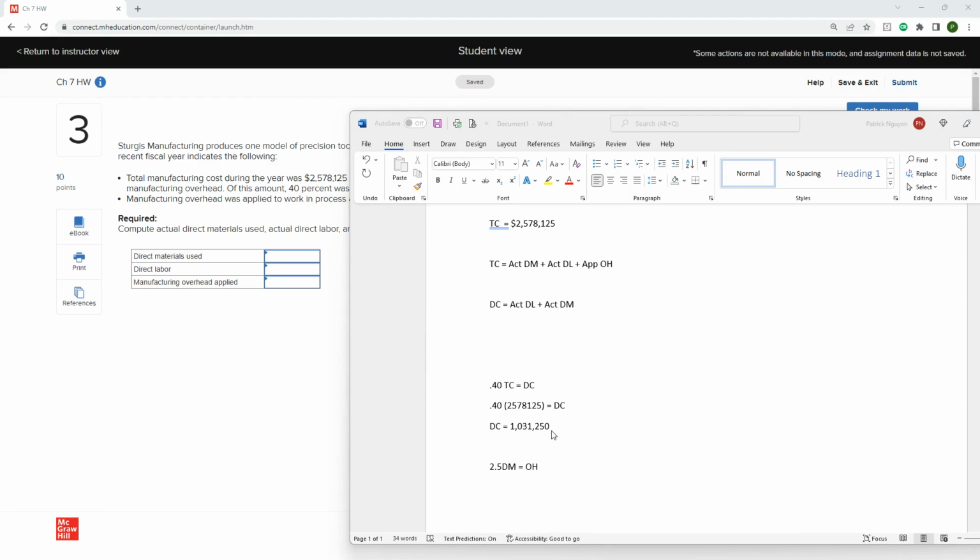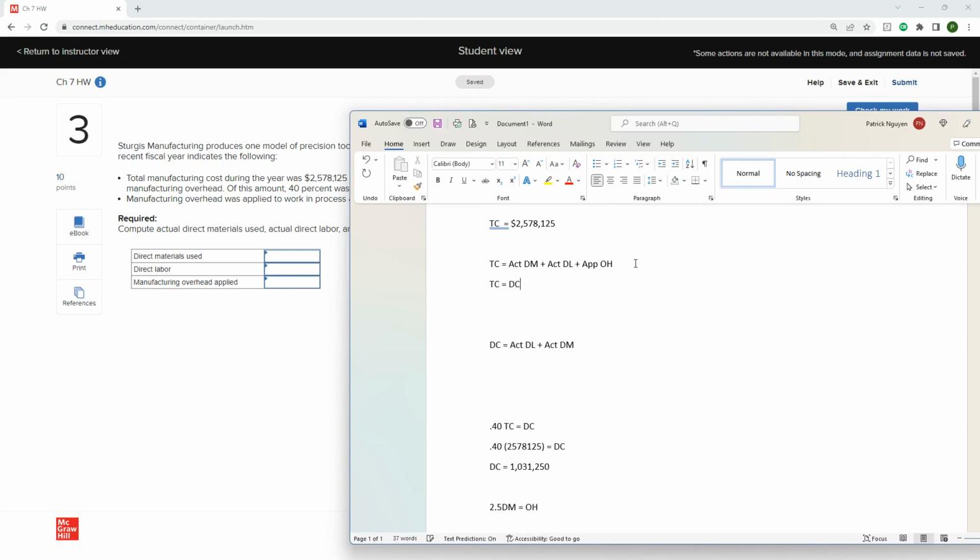So now we know what direct costs are, and direct cost equals actual direct labor and actual direct material, but we don't know what either one of these are, direct labor and direct materials. So even if we plug in that number here, it's not going to help us figure out one of these variables at the moment. But for this equation, it can actually help us, because remember that total cost equals actual direct material plus actual direct labor plus applied overhead. But we can substitute these first two variables for just direct cost. So we can change this equation to total cost equals direct cost plus applied overhead.